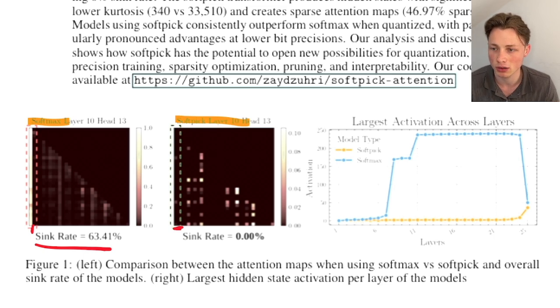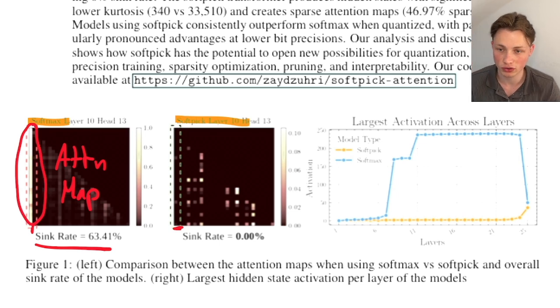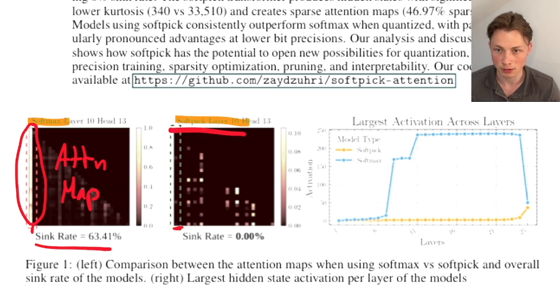So we're comparing the same layer, same head, but a different function for the attention values. One's a Softmax and the other one is a Softpick. And what we can see in the attention maps is that the model puts all the attention to the first token, so the begin of sentence token, and it's not so well distributed if we compare it to the Softpick layer.